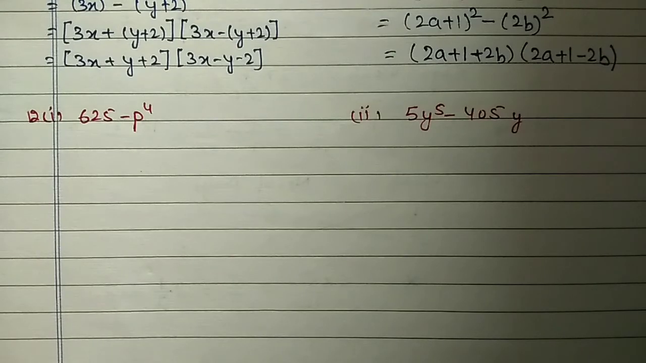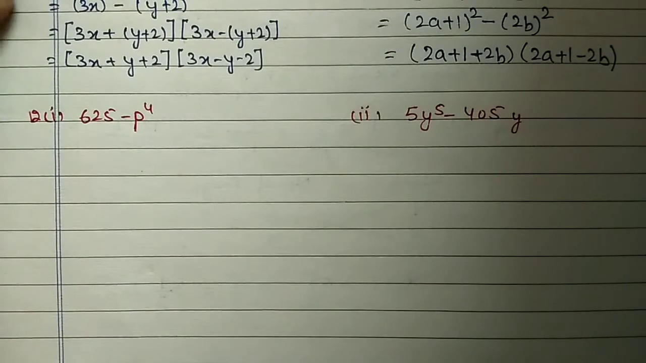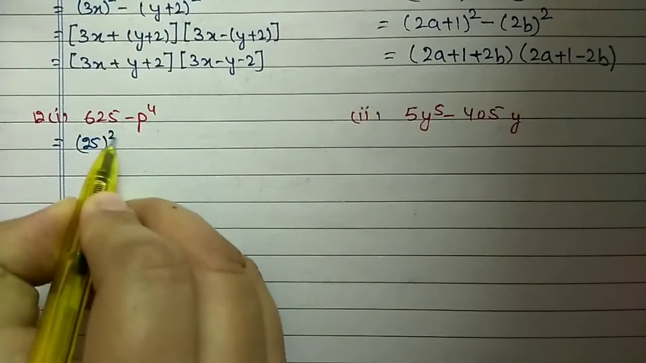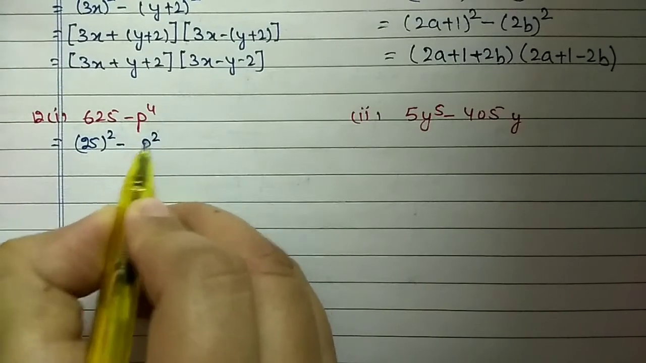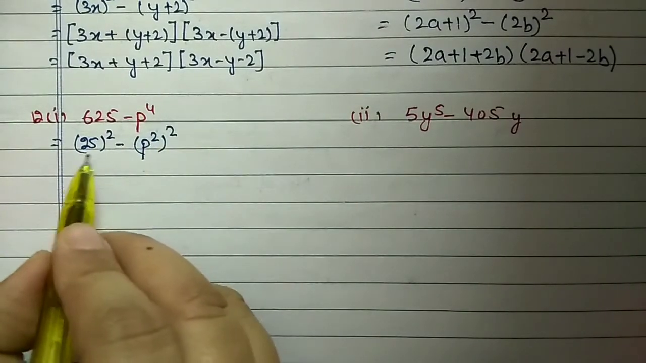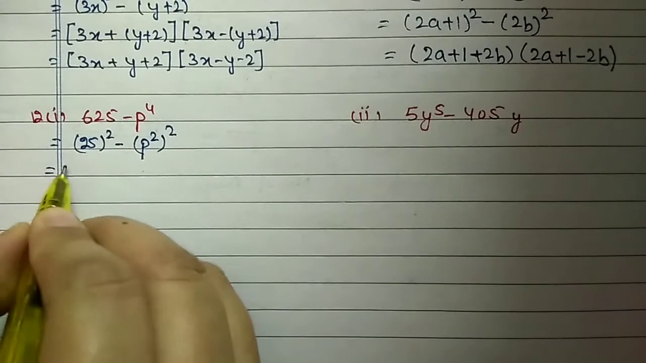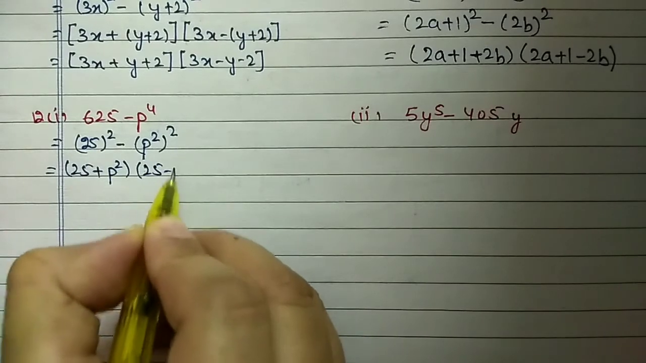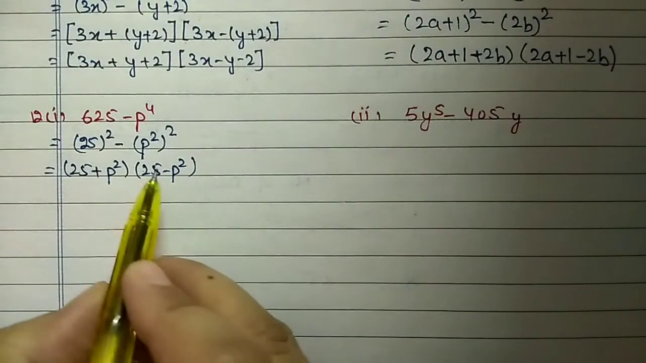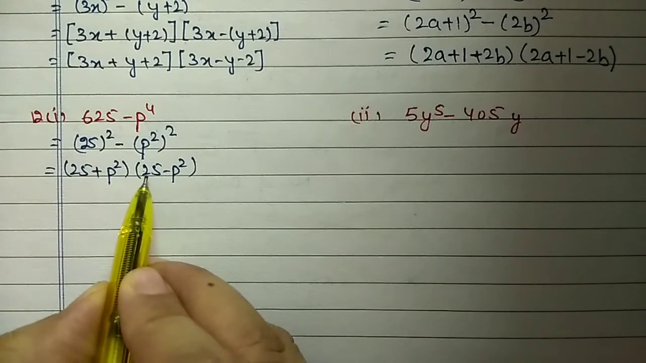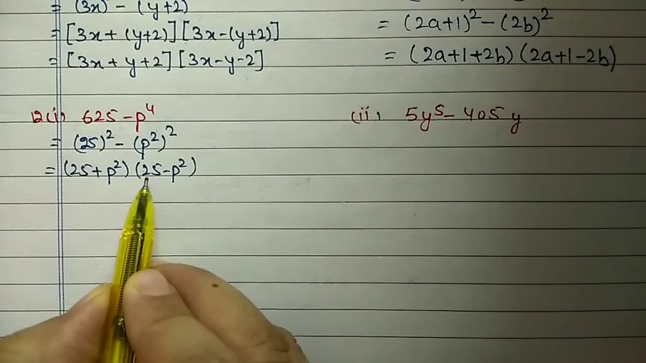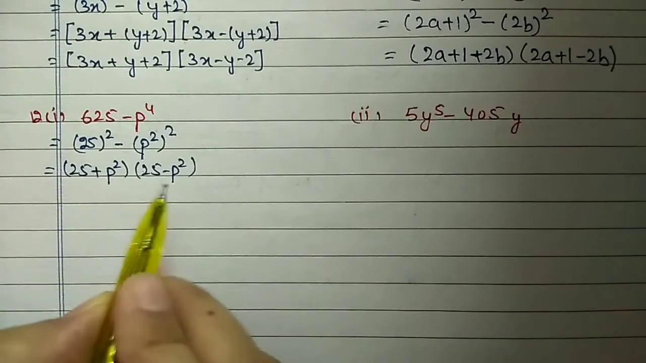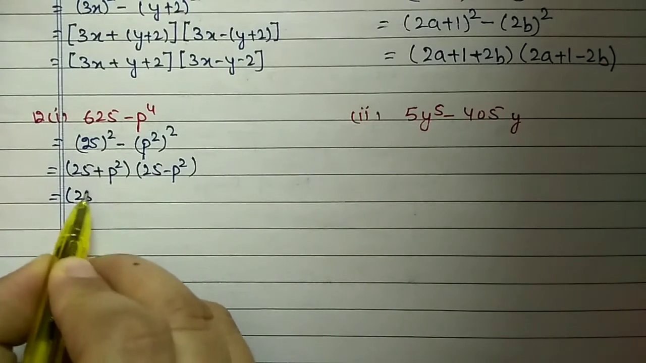Next question number 12, first part, 625 minus p to the power 4. So this 625 you can write as 25 whole square and p to the power 4 you can write as p square whole square. So a square minus b square, which you can write as a plus b and a minus b. Now if you see this bracket carefully, then this 25 again is a perfect square number. So we have a formula for this, but for this plus 25 plus p square we don't have any formula. So this thing we will keep as it is.